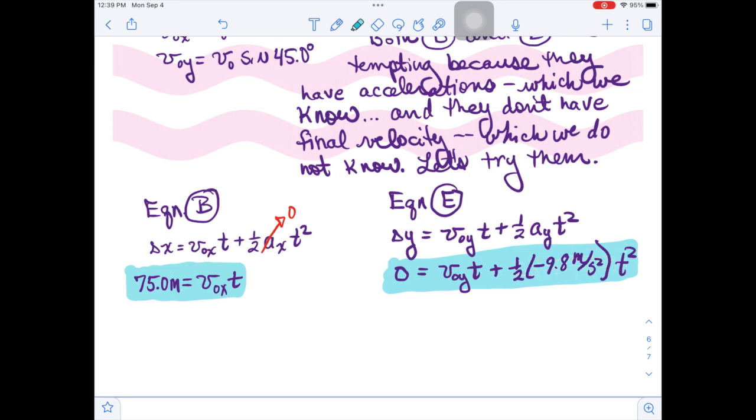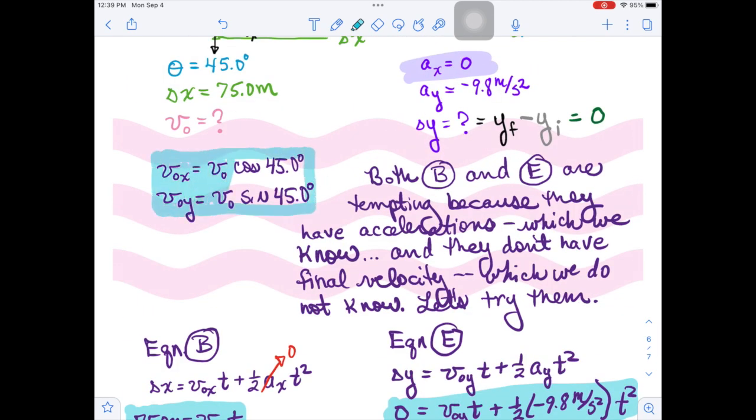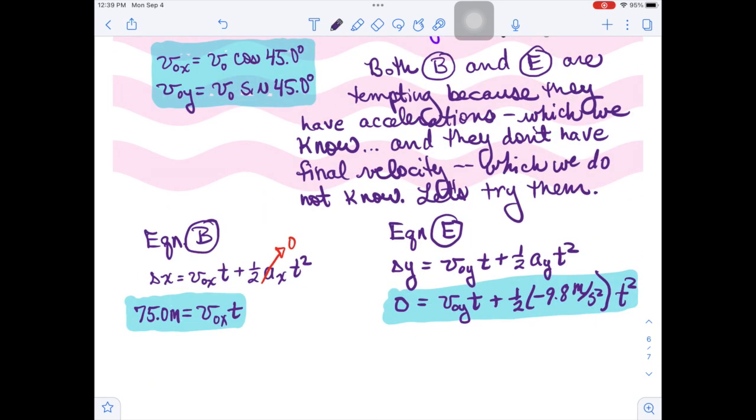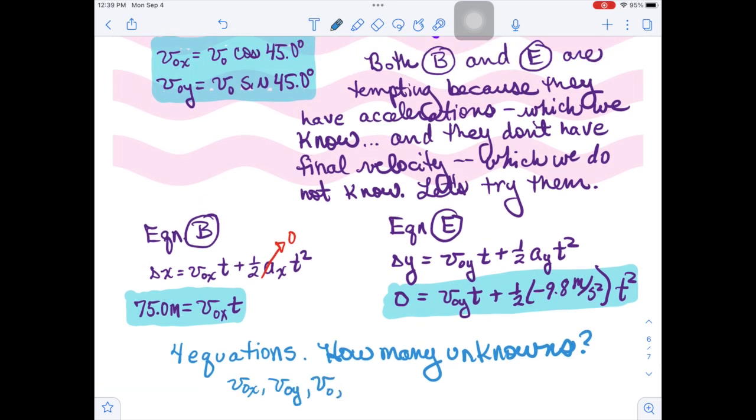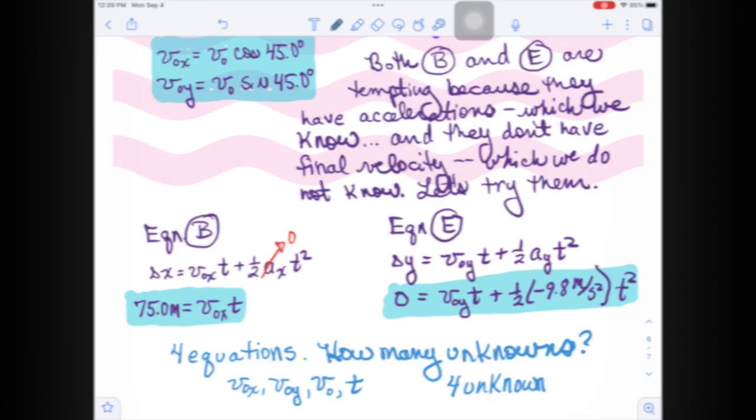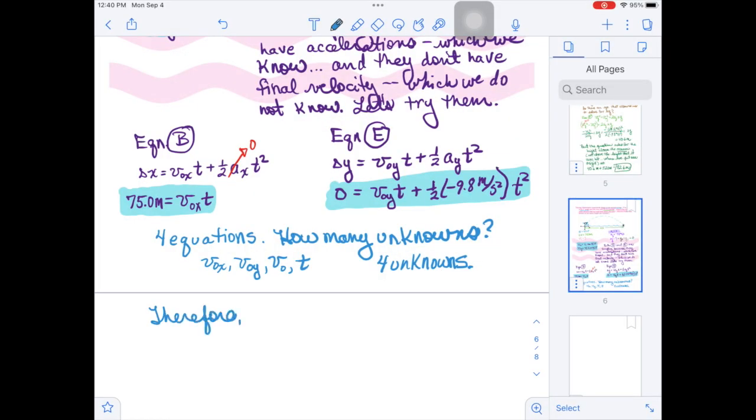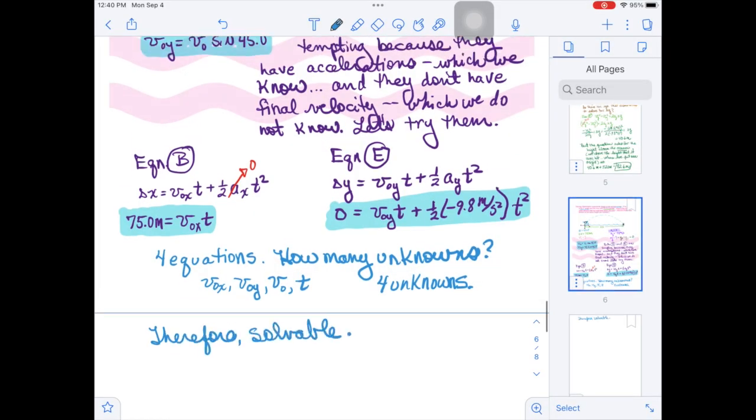Let's look at what equations we have with things that we don't know in them. Let's identify them, and then let's count up how many equations we have, 4, and let's count up how many unknowns we have. So I'd like to identify them and write them all down there. So we have 4 unknowns. So that means they are solvable.